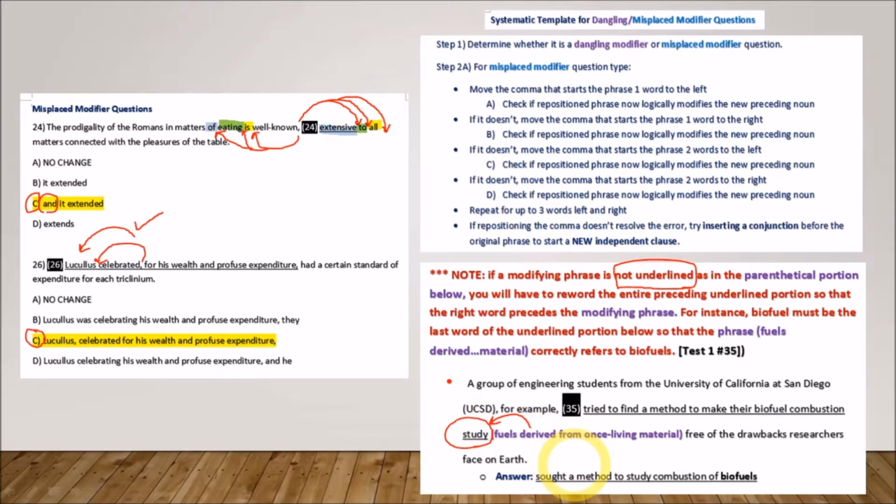For instance, biofuel must be the last word of the underlined portion because no other word in the underlined portion is capable of being described as fuels derived from once living material. And unsurprisingly, the answer to this question was the only choice that had biofuels as the last word, since biofuels are the only thing that can be fuels. And this is how you save time in these questions. You focus on selecting a choice that has the appropriate last word so that the fixed modifier can logically refer to it as the preceding word.